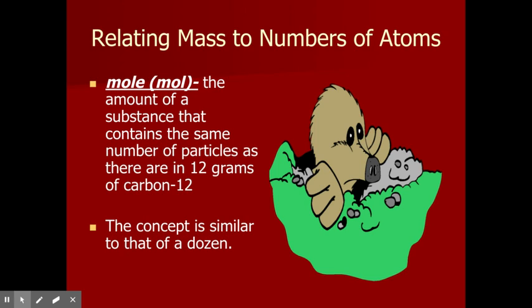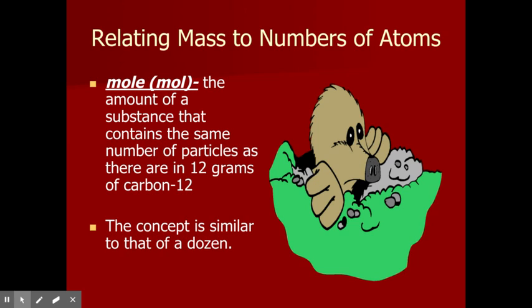So then we have to think of, okay, how much matter makes up a unit of this element? We've designated that as the mole, M-O-L-E, or mol, M-O-L, for short. It's literally a certain amount of a substance that has the same number of particles as 12 grams of carbon-12. We can kind of relate that to a dozen eggs, right?